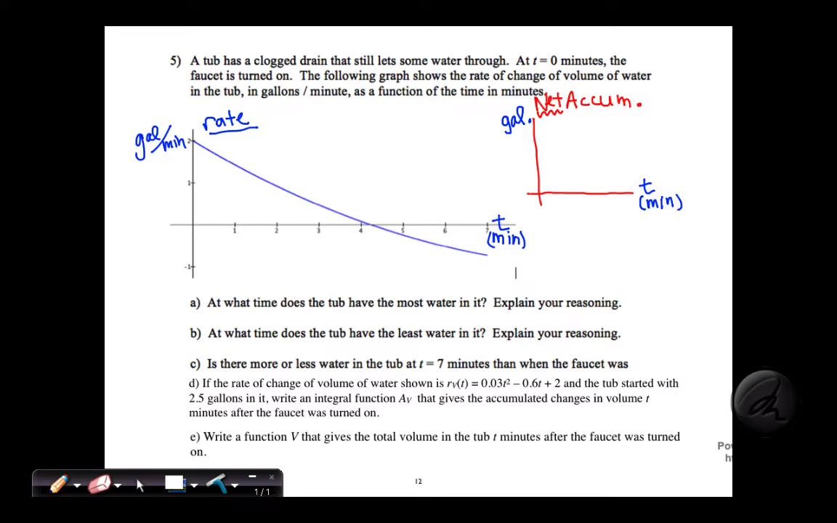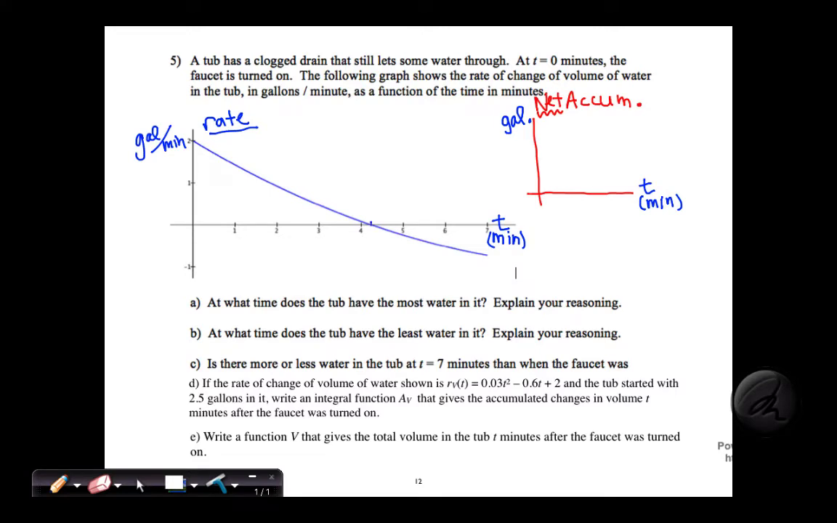It's still growing. How can I tell from this rate graph that the amount of water in the tub is still increasing? It's a positive rate. Oh, so positive rates mean that the amount of water in the tub is still increasing. The volume of water is increasing. So back to this question, when does the tub have the most water in it?